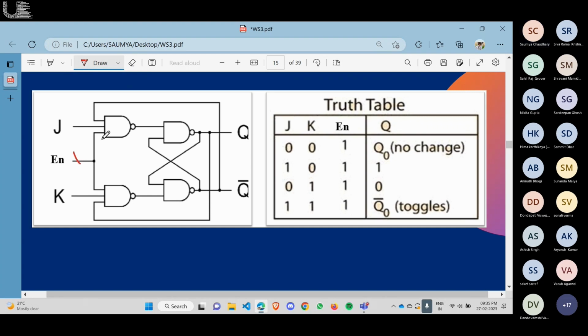Later, when the enable is 1 and we have J as 1 and K as 0. This is a NAND gate. If one of the inputs is 0, whatever the other input, we get 1 here. Same with this one. So as we know, when we feed in 1 and 1, the output will not change, it will remain as the previous one, Q0.